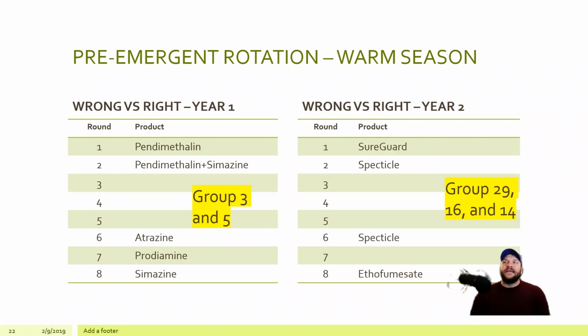Let's look at something that is more effective on warm season. So we have that same year 1, and then year 2. Look, round 1, we're going out with SureGuard. Round 2, we're going out with Specticle. Round 6, Specticle. Round 8, ethifumicate.